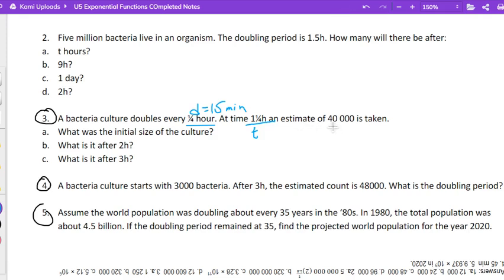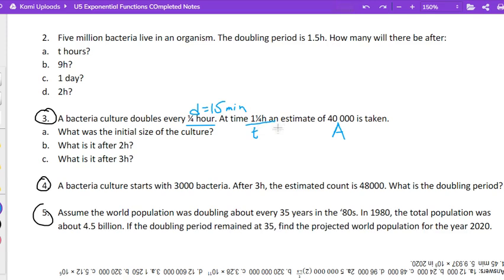An estimate of 40,000 bacteria is taken. What is this? Is it A naught or just A? No, it's A. Oh, sorry, take that back. It is A naught. What is the initial size? Correct.